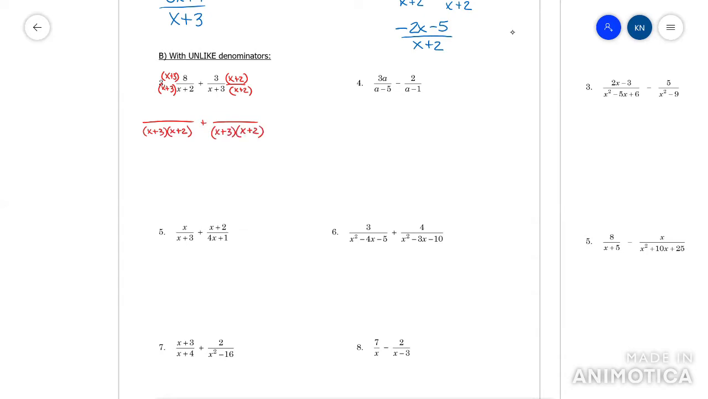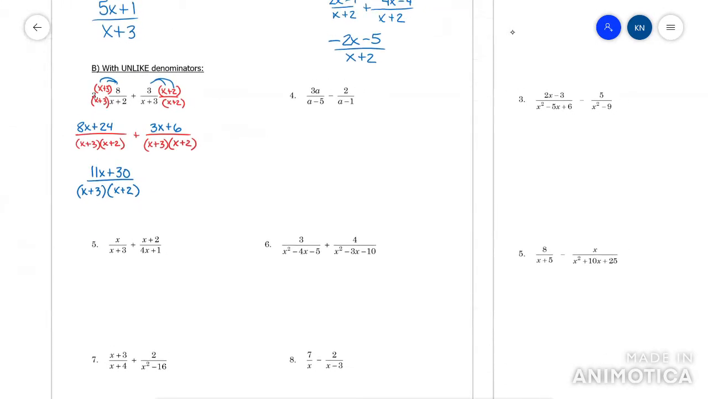You just got to be careful on the numerator. You're going to have to distribute this stuff. So it's going to be like 8x plus 24 on the left, and on the right, it's going to be 3x plus 6. Now you can combine like terms on the numerator. So 8x and 3x make 11x. 24 plus 6 is 30. And then it's over that common denominator, x plus 3, x plus 2.